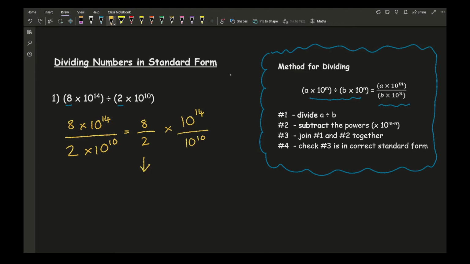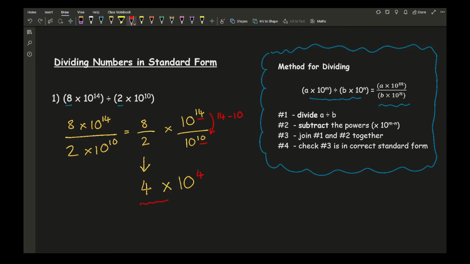So 8 divided by 2 is 4 times 10. Now, when we are dividing, we take away the powers. So here, what I need to do is 14 minus 10. Now, just be careful. It's always the top number minus the bottom number. So then that's going to give me an answer of 4.